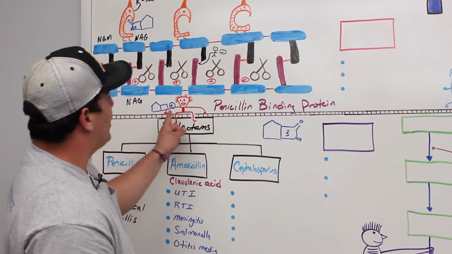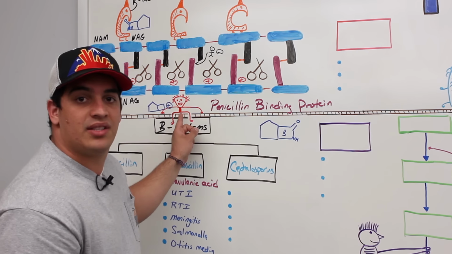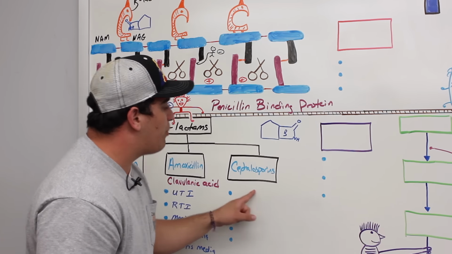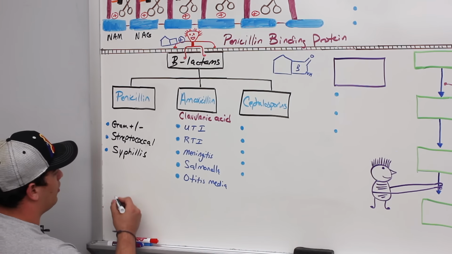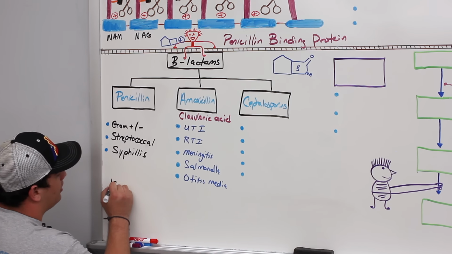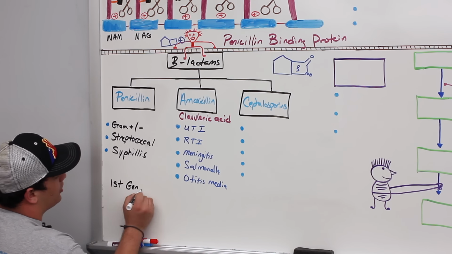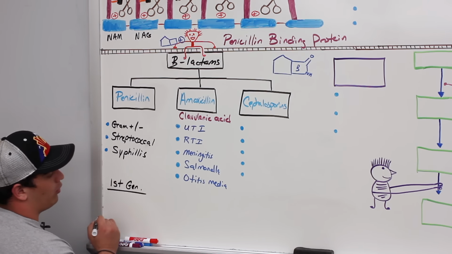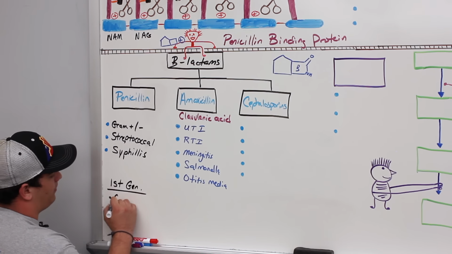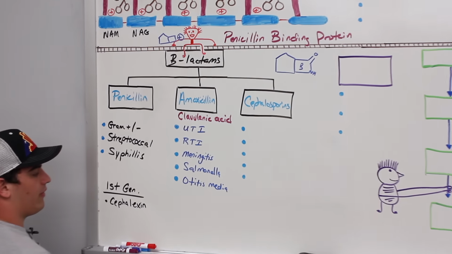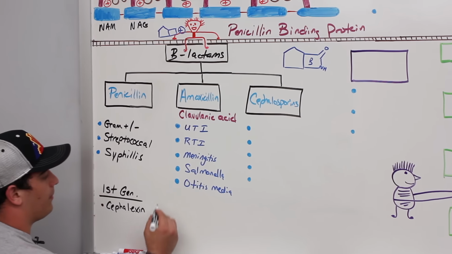Cephalosporins, mechanism of action, same thing. Activates the penicillin binding proteins and exerts all those effects. Cephalosporins, though, are very interesting. There are 4 generations of cephalosporins, so let's go over those real quickly. First generation, for example, is cephalexin. So cephalexin is one example of a first generation cephalosporin.